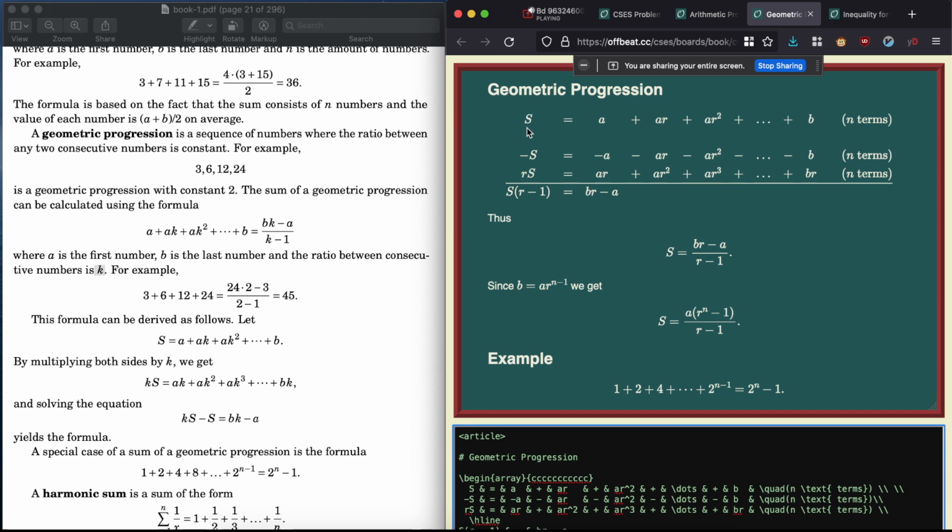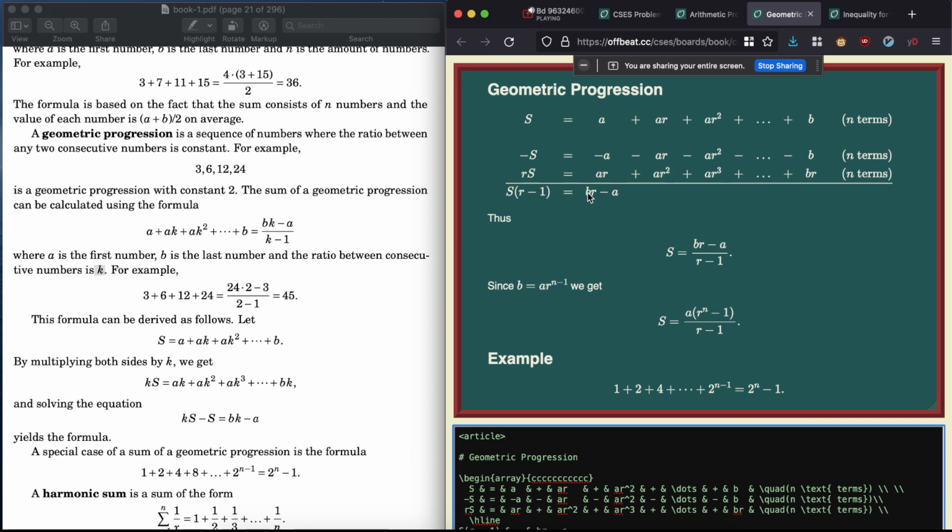So S equals a plus ar square and so on up to b. So this is each term of the geometric progression. We add them all up and we call it a geometric series. Now, what would be minus S? I'm just putting a negative sign on all of this, so we get something like this. And if I multiply both sides with r, that is the common ratio, we'll get this. Okay, so we've got an r after each of these terms.